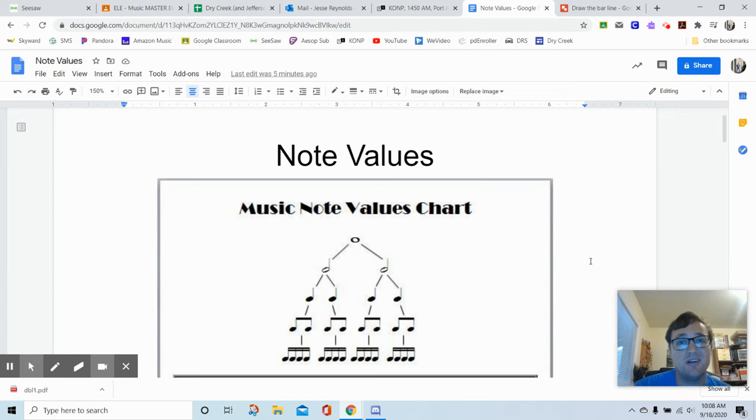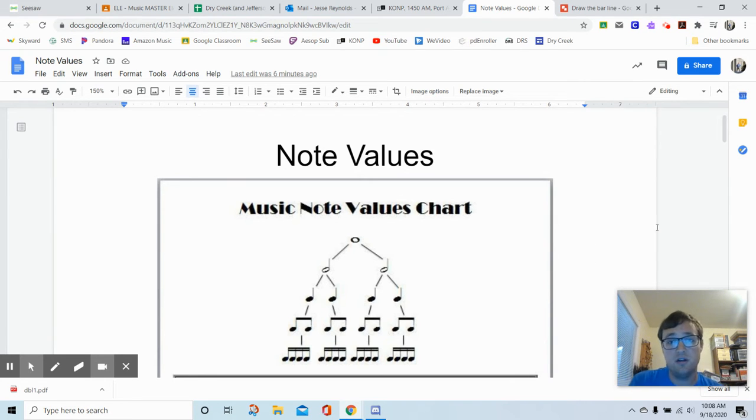Well, now we're going to start talking about, what are those things that we're tapping our foot to? What are those things that we're clapping? And so we've already sort of learned about rhythms in the past, but now we're going to get real nitty gritty and start learning very specific things about the notes and the beats that we've been counting and clapping.